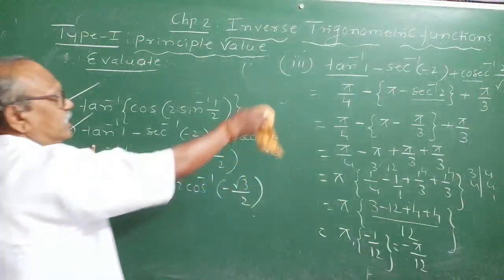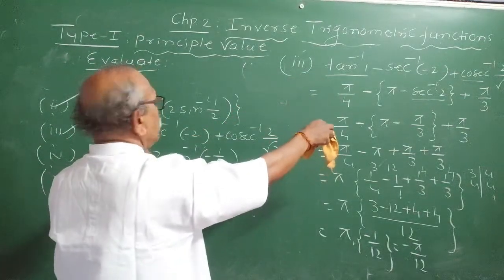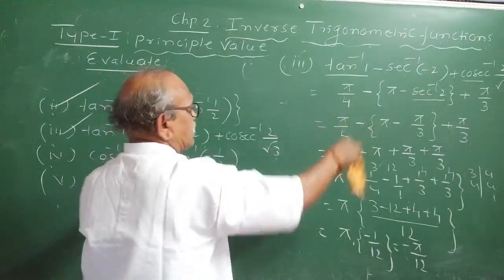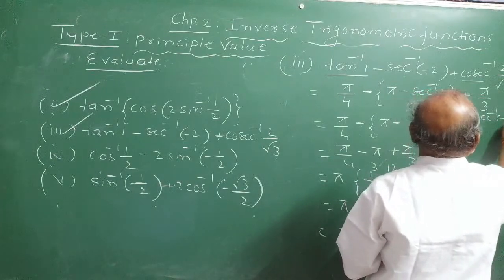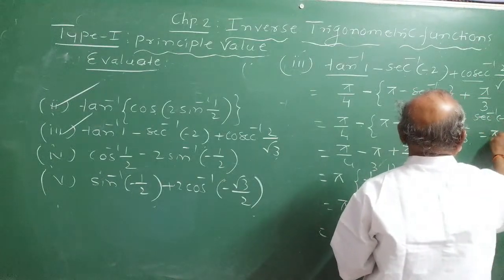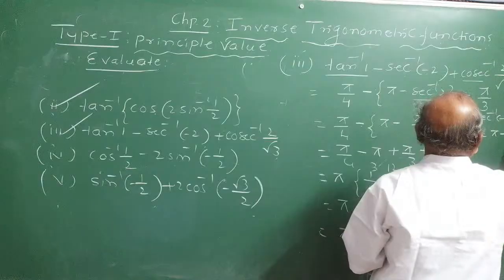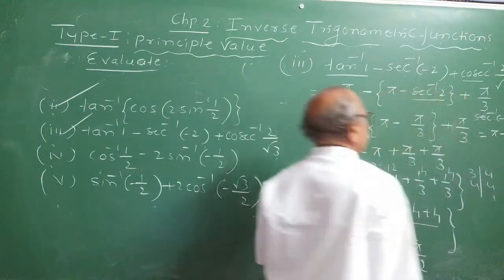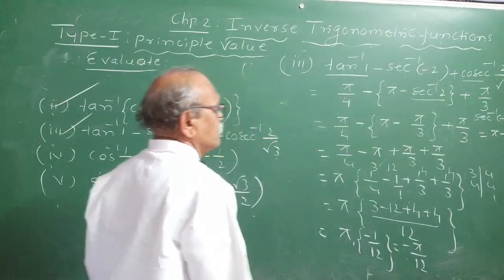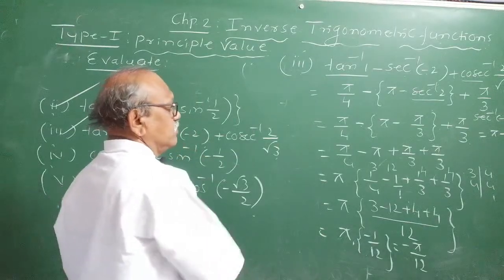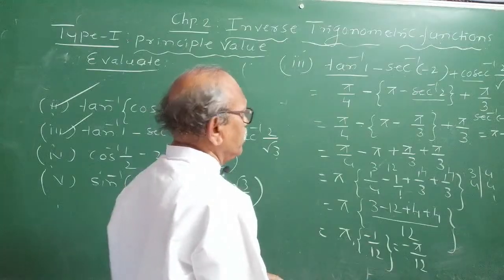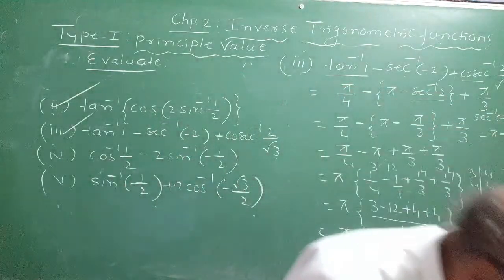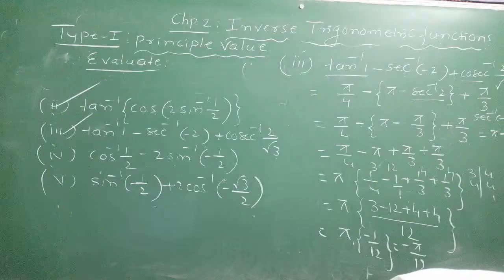Observe, tan inverse 1. I will repeat. Tan inverse 1 value is pi by 4 minus sec inverse of minus x. What is sec inverse of minus x? Sec inverse of minus x is pi minus sec inverse x. In the second quadrant, sec inverse will be positive. We proved it. The answer is minus pi by 12.